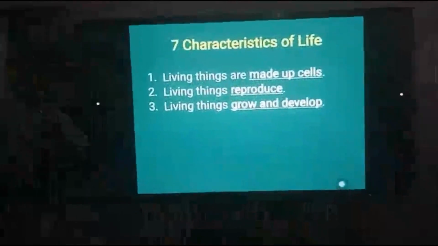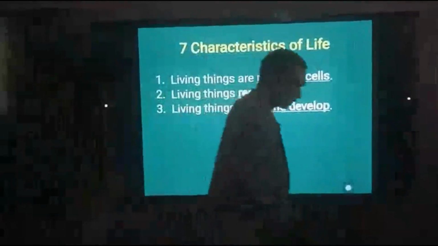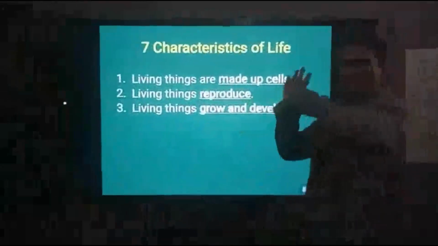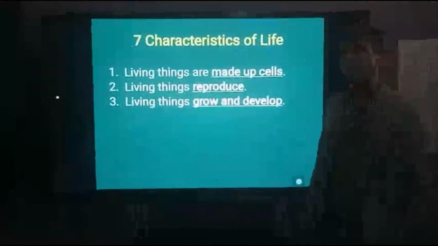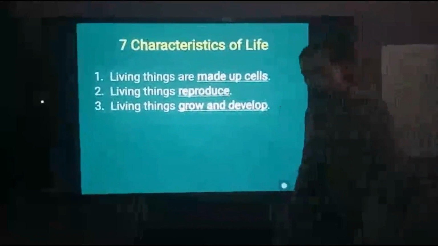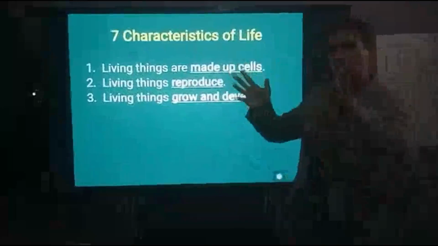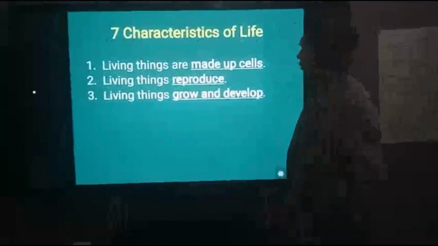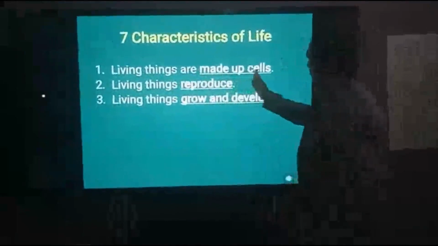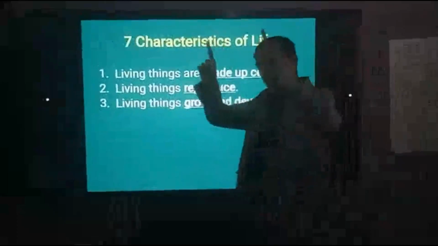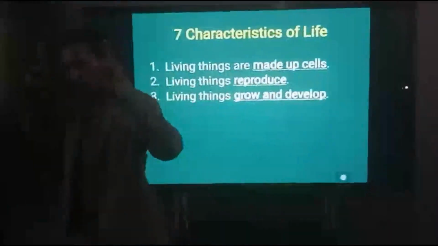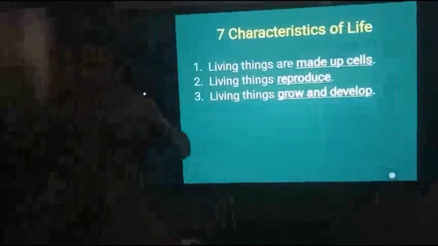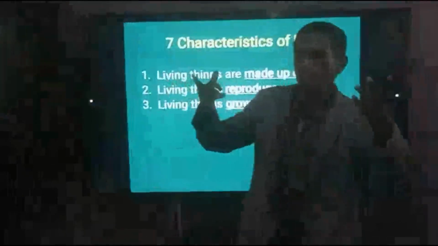Okay, my children, the first one is, because in the previous lesson we have already discussed cells, now we know living organisms are created by one or more cells. Living things are made of cells. It is the first characteristic when we describe a living thing.